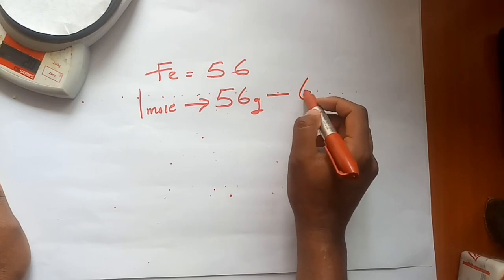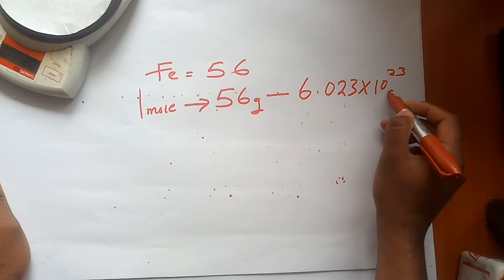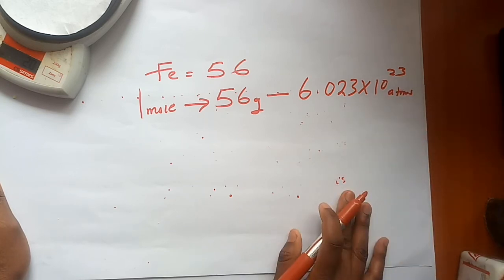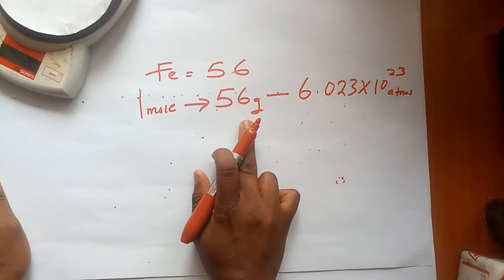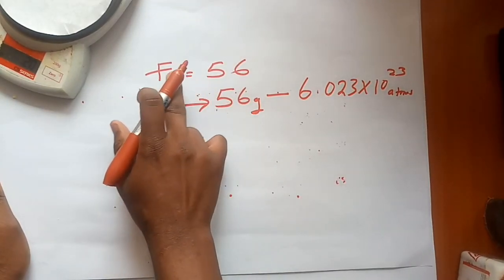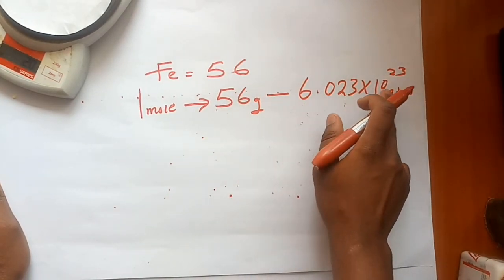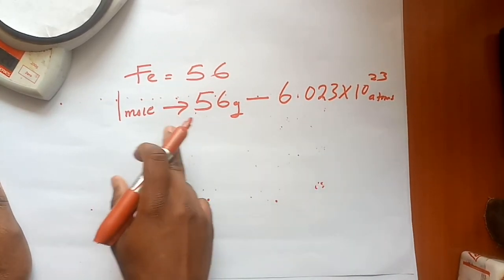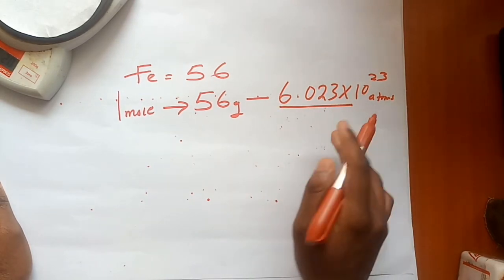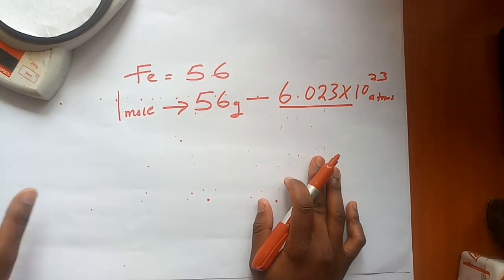How many particles are contained in 1 mole of iron? We said 6.023 times 10 to the power 23 atoms. So 1 mole weighs 56 grams. Why? Because the RAM is 56. The number of particles is 6.023 times 10 to the power 23. Why? Because the number of particles found in 1 mole of any substance is 6.023 times 10 to the power 23.